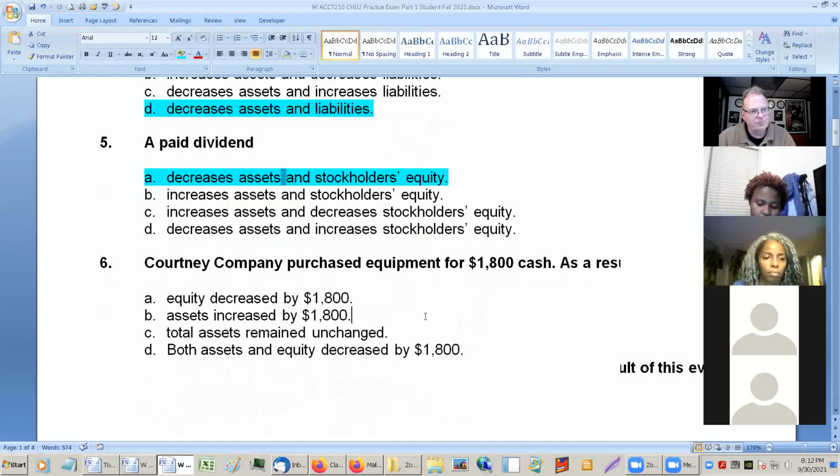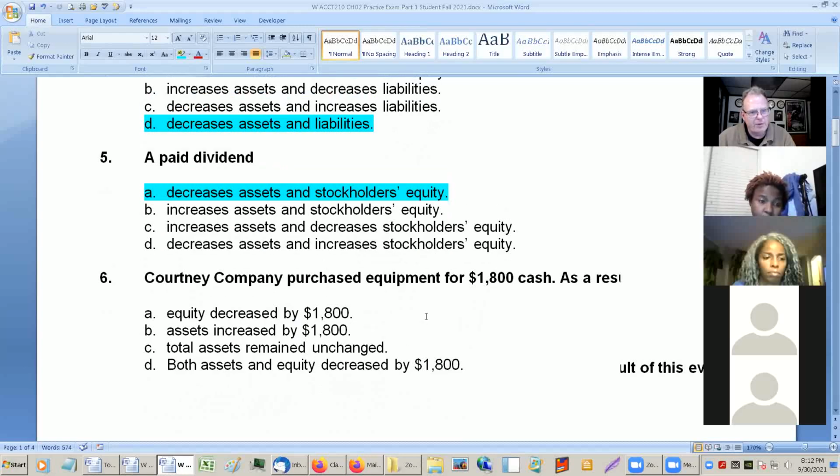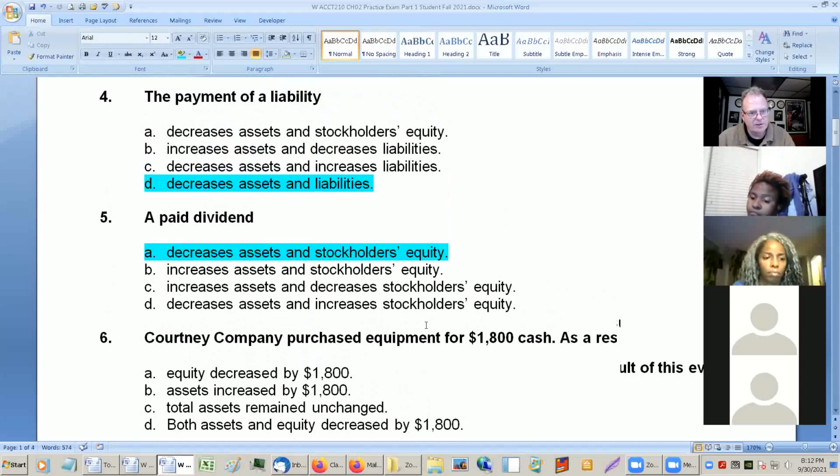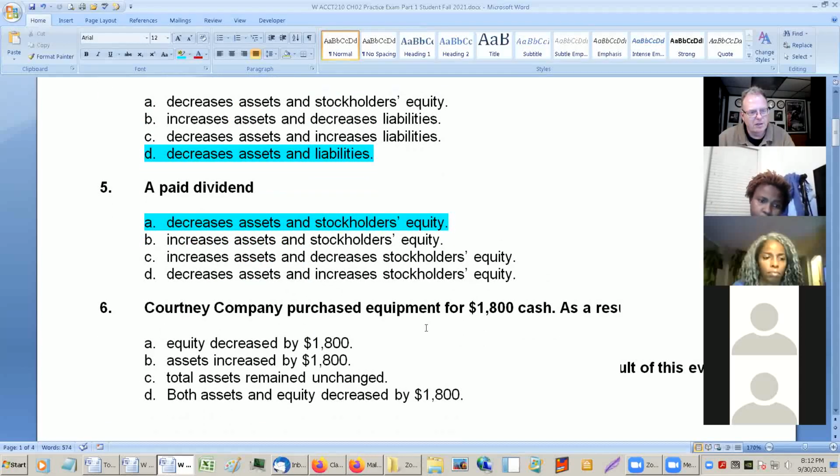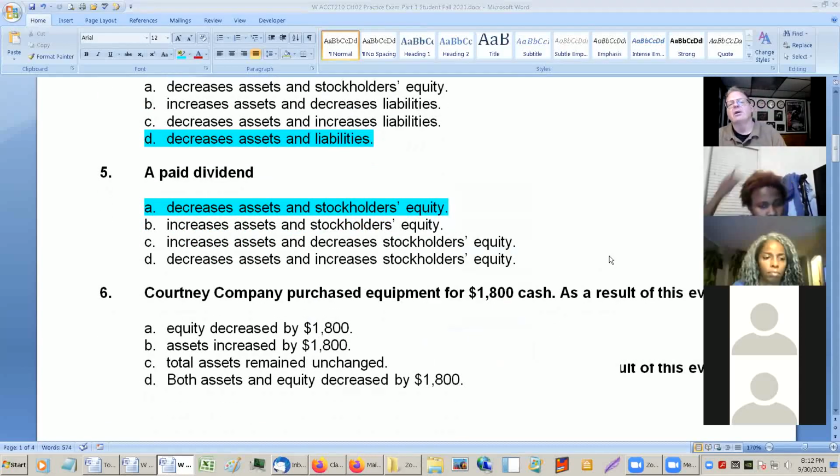Okay. The company purchased equipment for $1,800 cash. Let's see what you guys have. And you are correct. Total assets are unchanged. When an asset goes up, the equipment, the cash goes down. The total assets are unchanged.